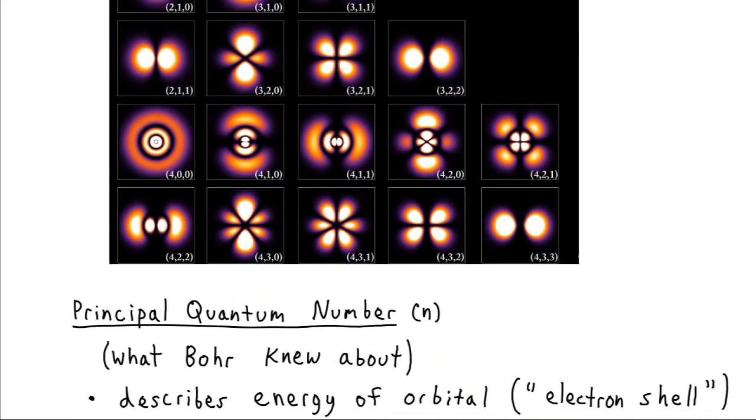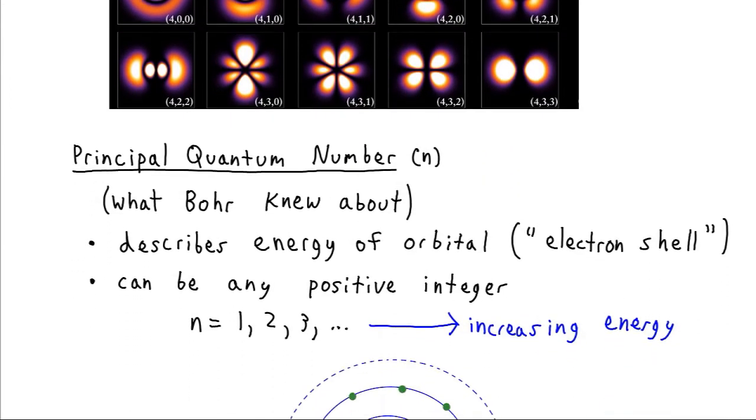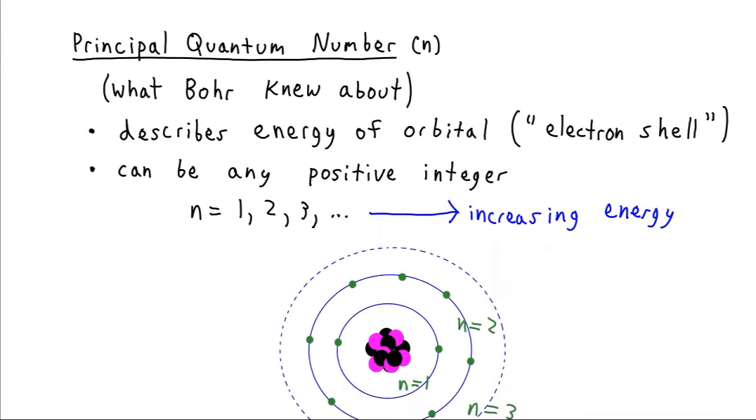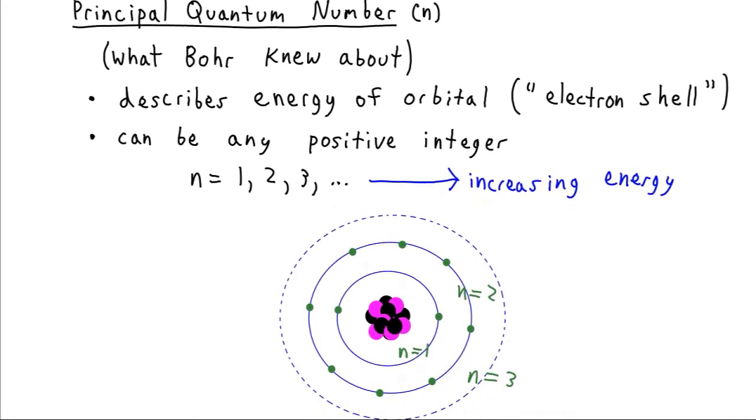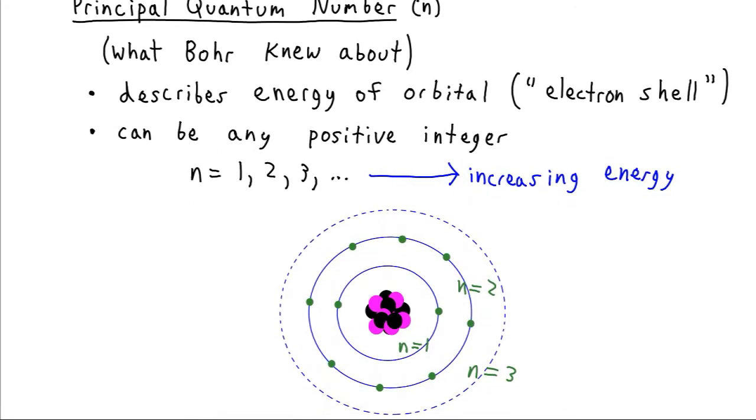So this is how that's going to work. The first number is the principal quantum number, n. So that's what Bohr knew about. And this describes the overall energy of the orbitals. This is frequently referred to as the electron shell, where all of these energies for a particular n value coincide. And n can be any positive integer. So we start counting at 1 and we go up, and in principle all are accessible. We can have n all the way up to infinity.